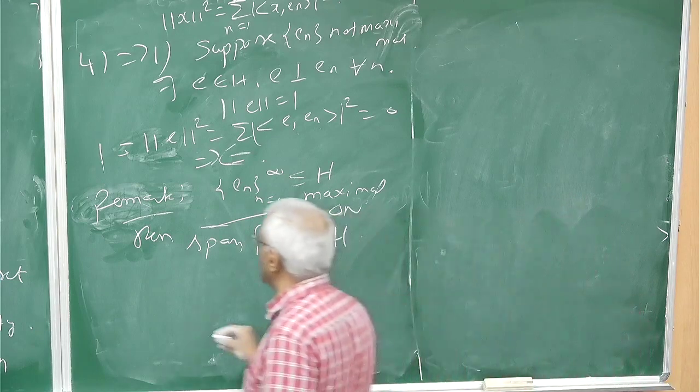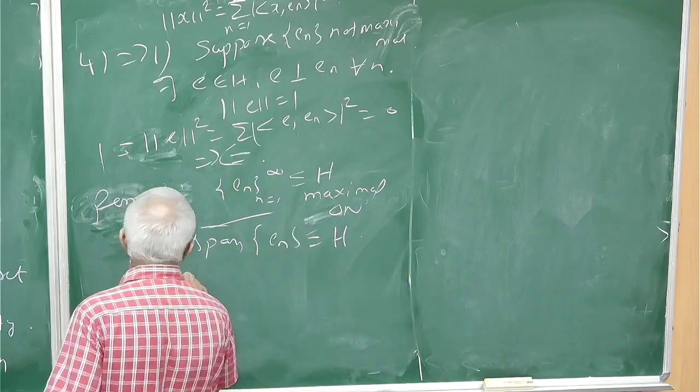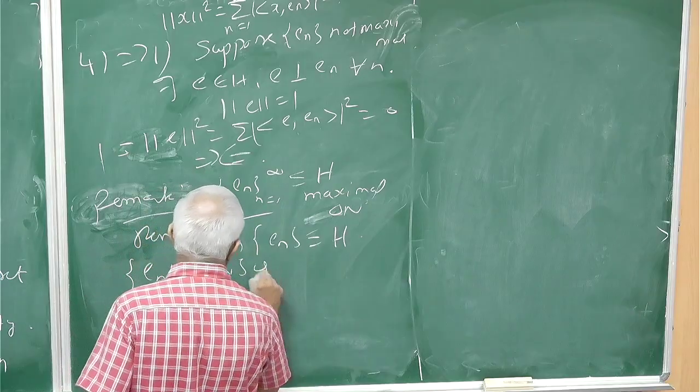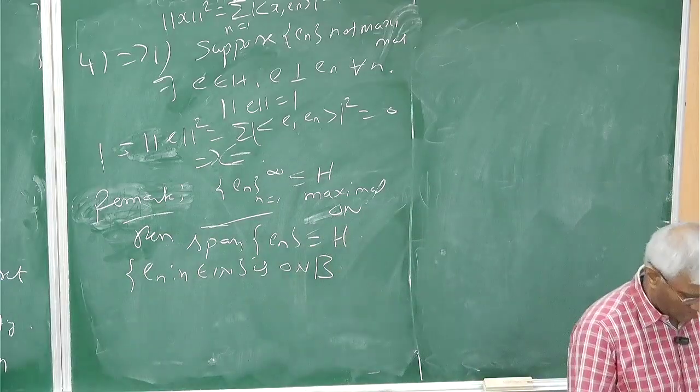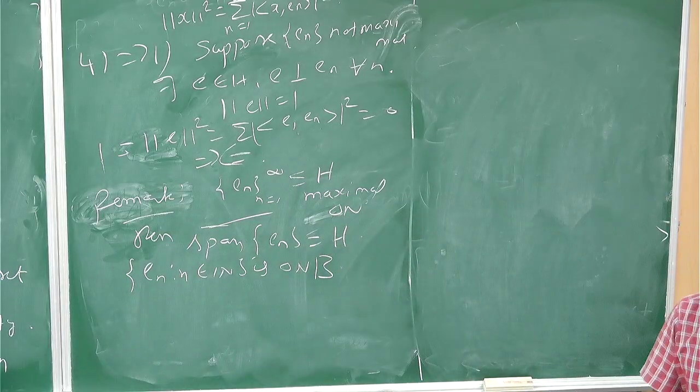So En is an orthonormal basis, by our earlier definition. En is an orthonormal basis.